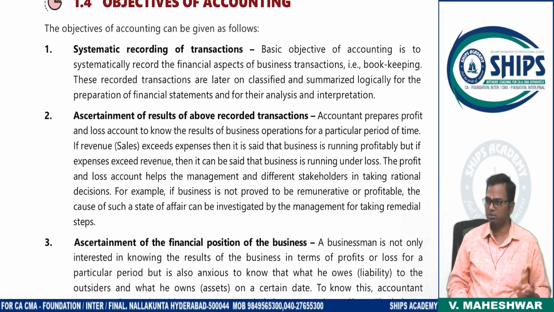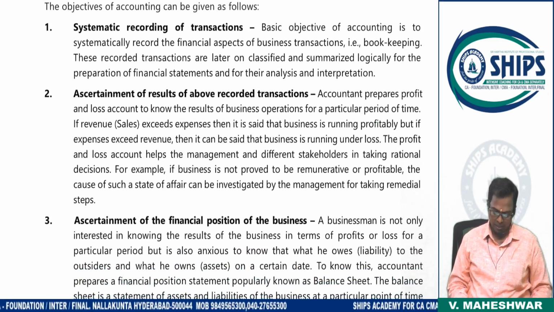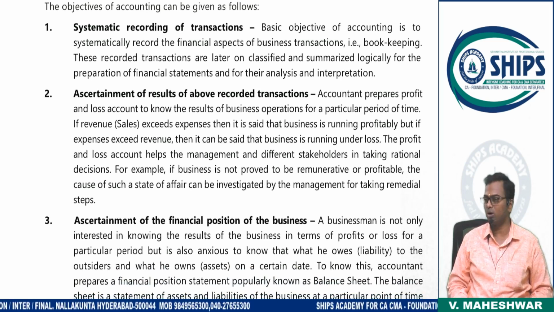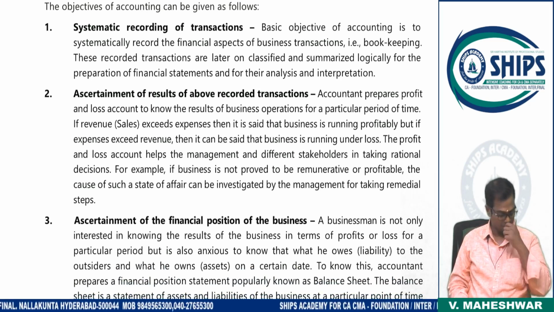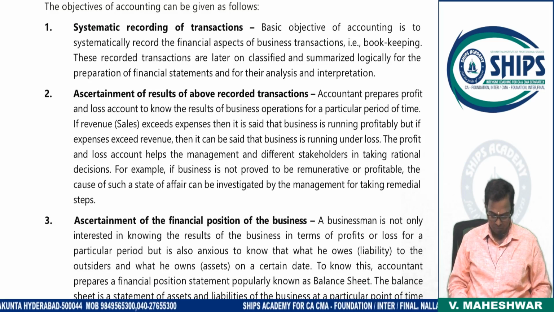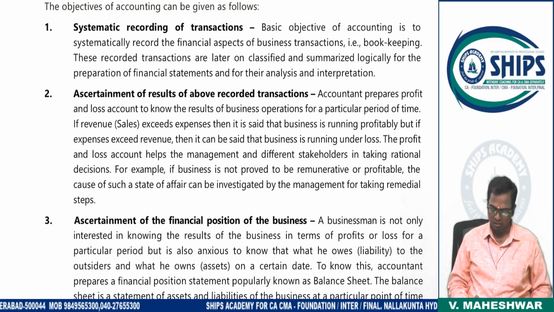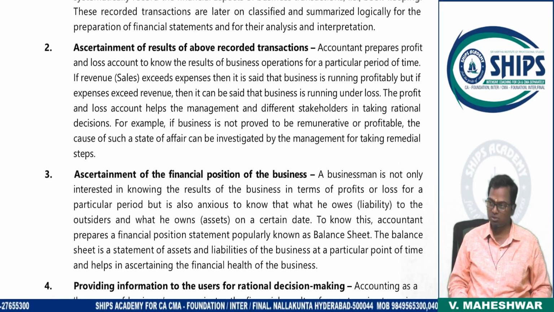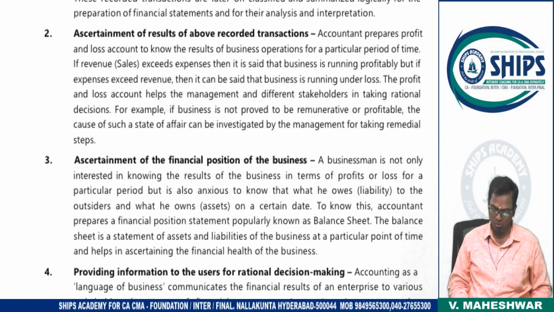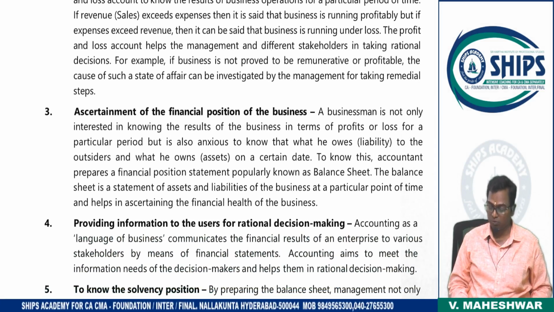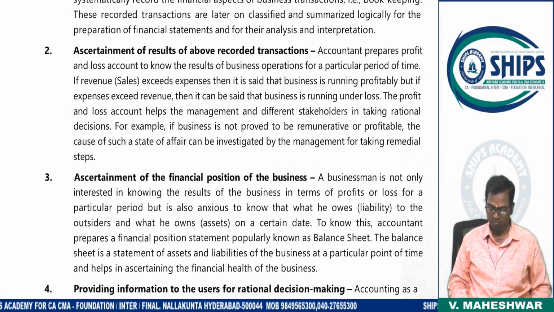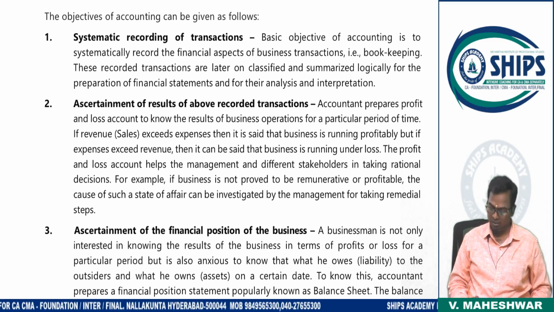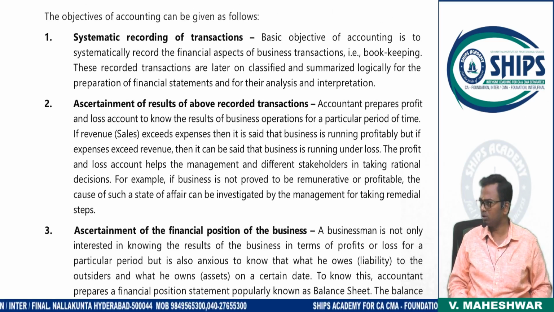Systematic recording of transactions, that is the first objective. Second one, ascertainment of results of the above recorded transactions. Then the first one is journals and ledgers, then a trial balance. Third one, ascertainment of financial position of the business, that we know as the final accounts.